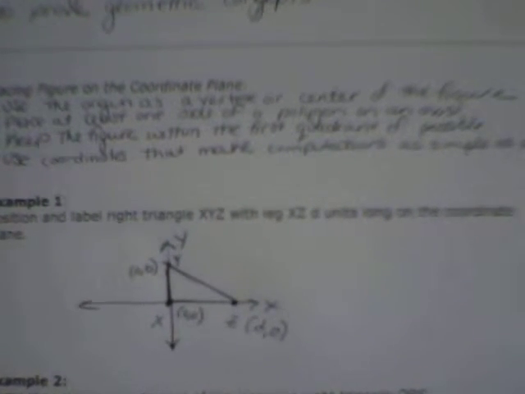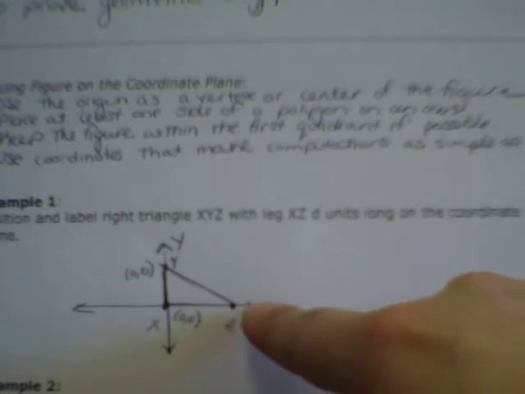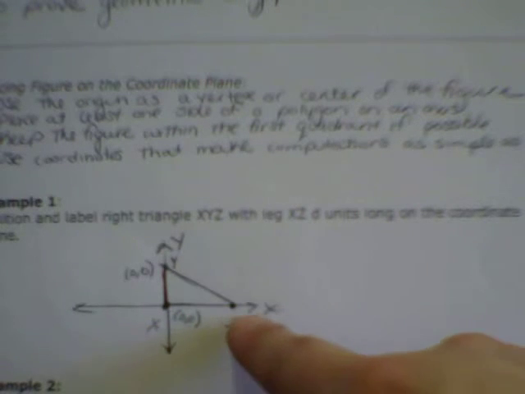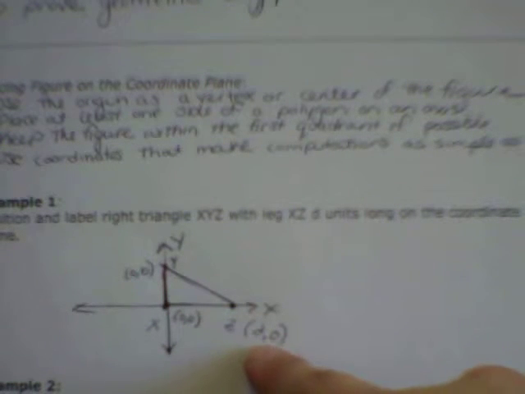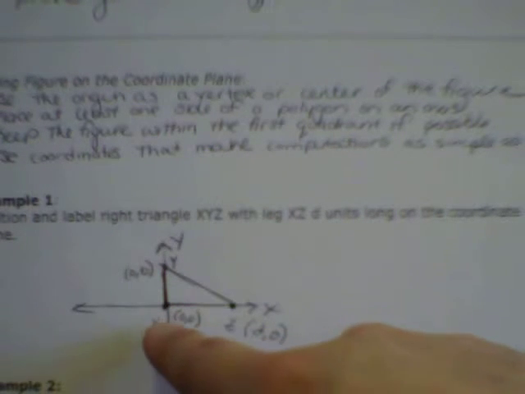So in this case, I'm going to take down my sheet of paper and show you what I did. Here you've got a triangle, and I'll zoom in on this. I've labeled my X, my Y, and my Z. So XZ is D units long. So my ordered pair here is D, 0. My X is going to be 0, 0.